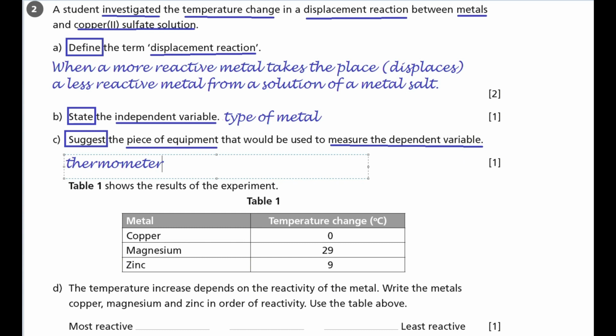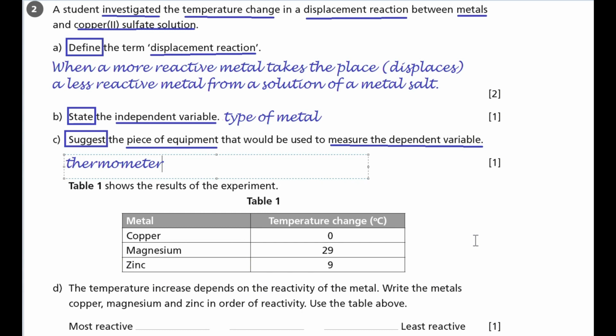Now, table 1 shows the results of the experiment. Remember, the first column is the independent variable and the second column is the dependent variable. Please notice that we have the variables listed at the top and the units, if there are any, are also in the title of the column. They are not after each value in the table.